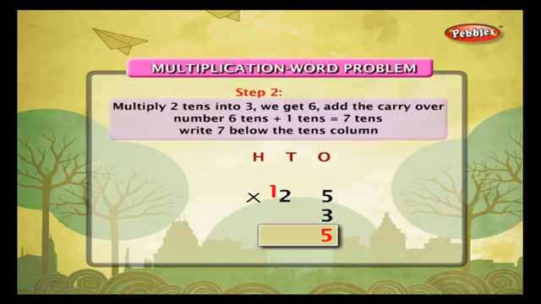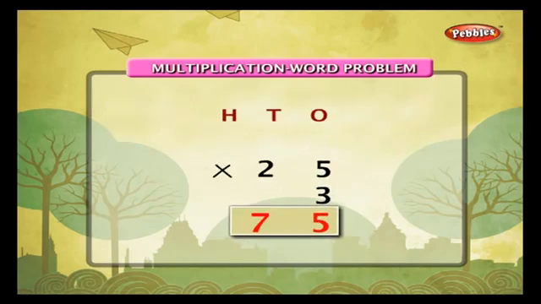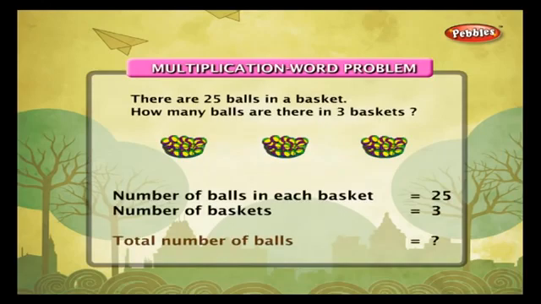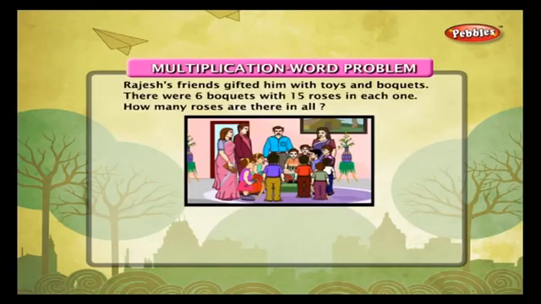Step 2. Multiply 2 tens into 3. We get 6. Add the carryover number, 6 tens plus 1 ten, which is equal to 7 tens. Write 7 below the tens column. Thus, 25 into 3 is equal to 75. Therefore, the total number of balls is 75. Problem 2. Rajesh's friend gifted him with toys and bouquets. There were 6 bouquets with 15 roses in each one. How many roses are there in all?